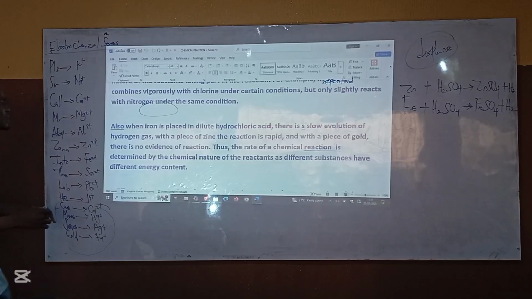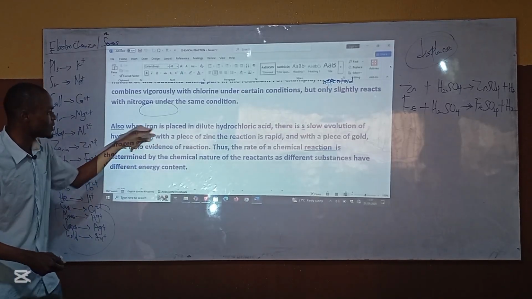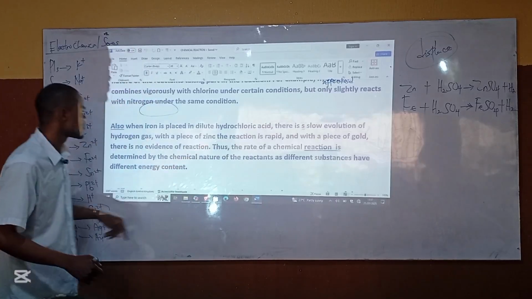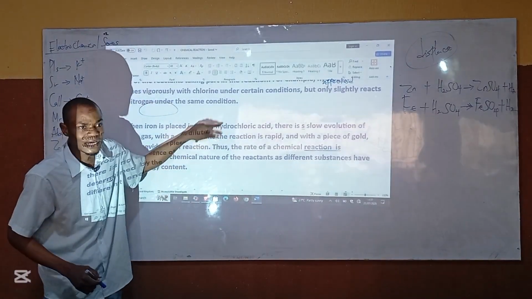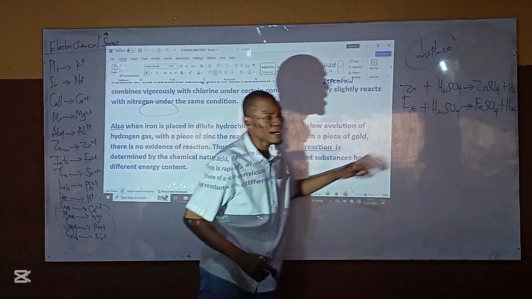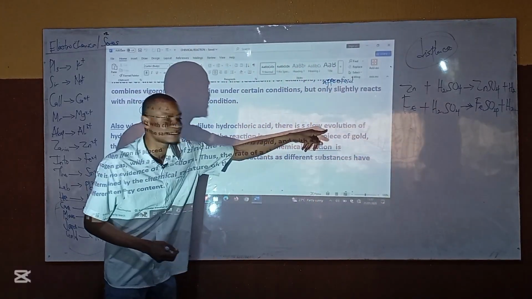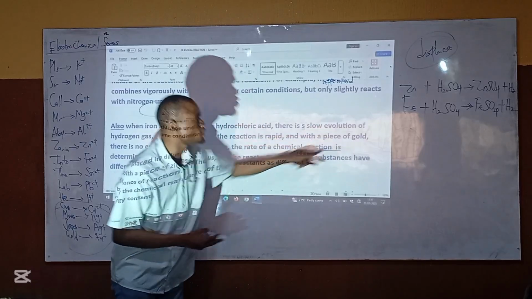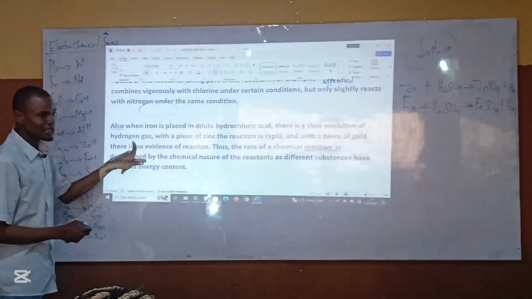So that's why they said when iron is placed in dilute hydrochloric acid, there is a slow evolution. In hydrochloric acid I'm having hydrogen, right? This is also an acid, so hydrogen will be displaced. There is a slow evolution. When they say evolution, it means the liberation of hydrogen gas, right?